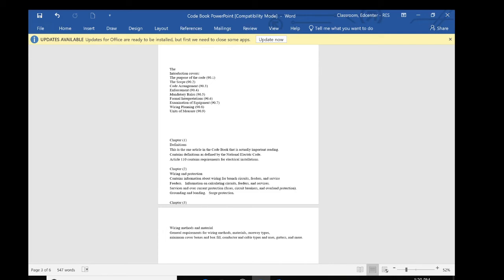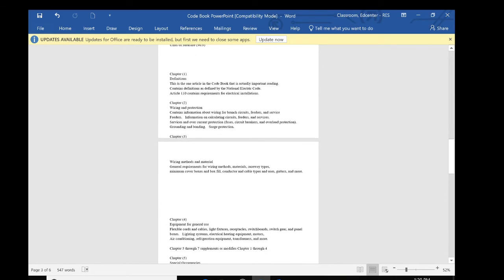All right, so we're kind of done with the introduction, and we'll see. Like I say, anytime that you find answers and things in your book, I would say go ahead and mark them, and we'll go along as this series comes out. But chapter 1 is definitions. This article in the code book is actually important reading. It contains definitions as defined by the National Electric Code.